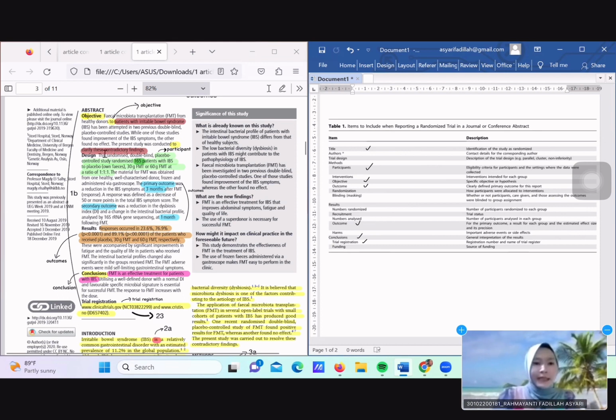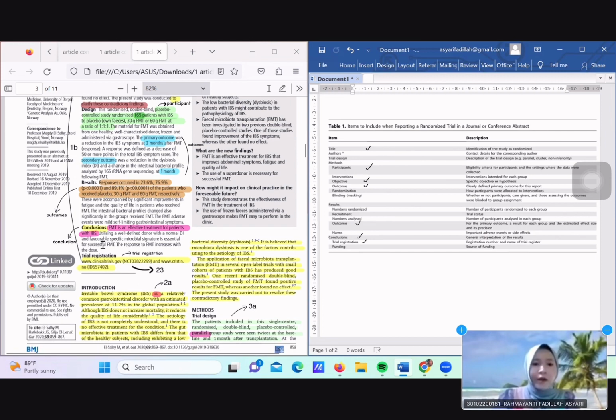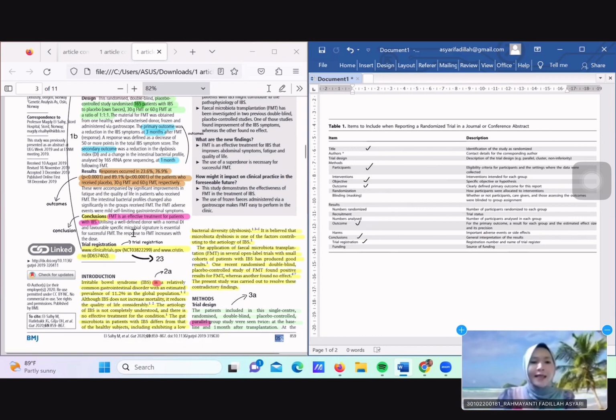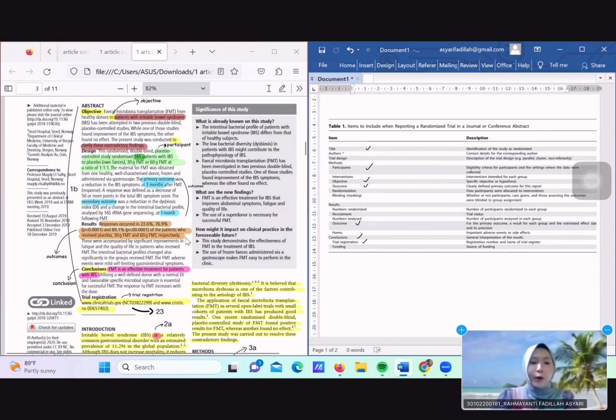And next, we found this in design, like participants, 165 patients. Next, for outcomes, for example the primary outcome and secondary outcome, and next for result, in this result, response, respectively, and conclusion: FMT is an effective treatment for patients with IBS. And next, the last one, trial registration, for example like this here. But 1B cannot be said to be correct because there has not been randomized, blinding or masking, like this.